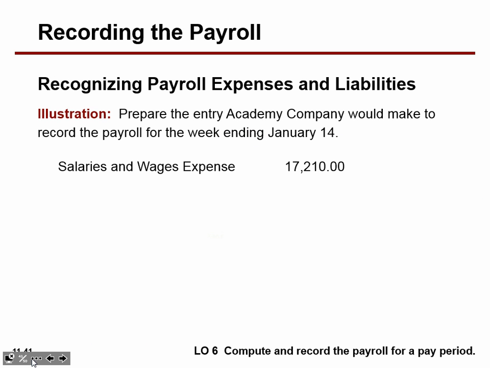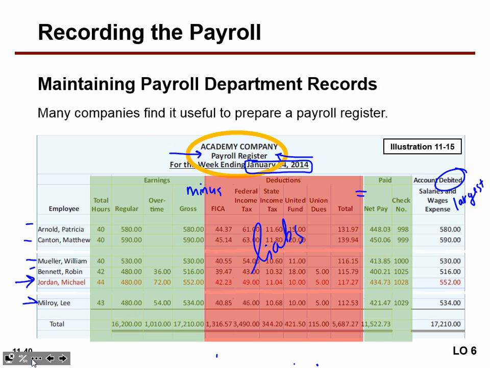You will see salaries and wages expense go up. Remember, this is a debit-based account, so when it's debited, it's an increase of $17,210. Where did that amount come from? Here is what they earned, or their gross earnings. That's Patricia, that's Matthew, that's William, that's Robin, that's Michael, and that's Lee. All of them.